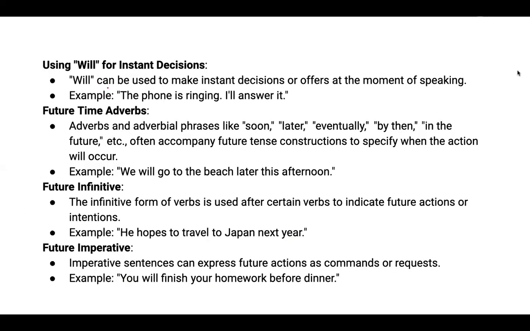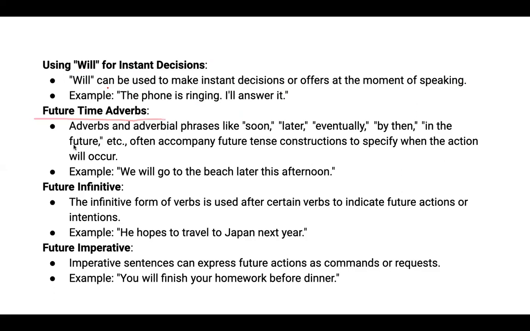We also use "will" for instant decisions. Will can be used to make instant decisions or offers at the moment of speaking. Example: the phone is ringing, I will answer it. So that is known as an instant decision.